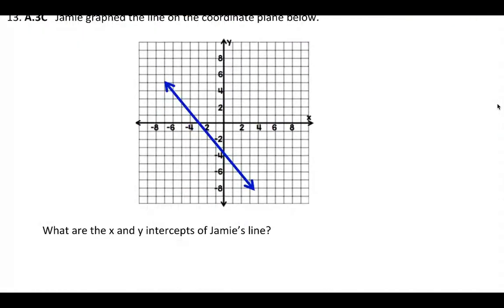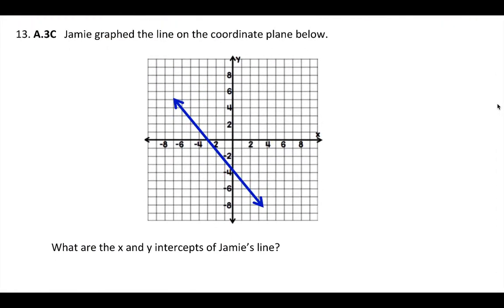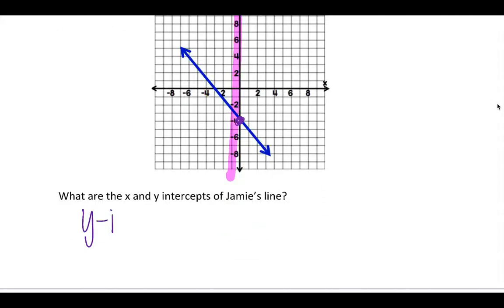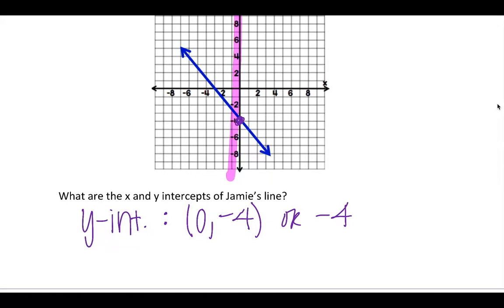Okay, what is the x and y intercept? Well, y is down here at -4. So 0, -4. Again, you could just grid in -4. The x-intercept is where it crosses the x-axis.